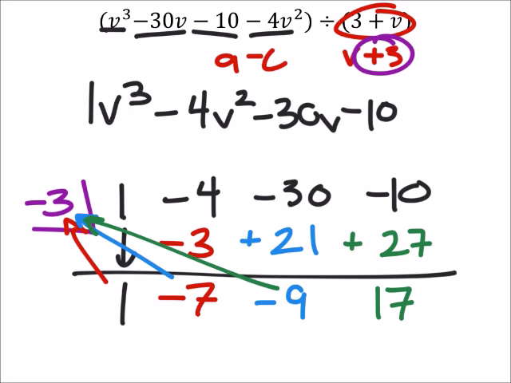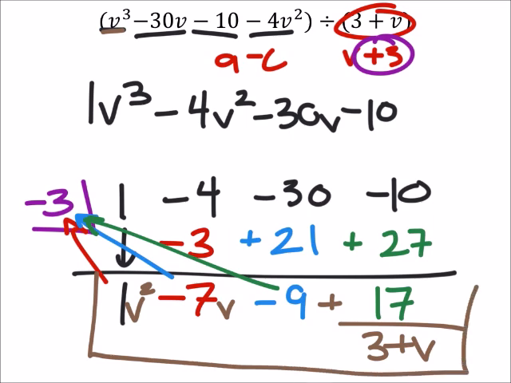But let's look at our coefficients. The 1 will be a coefficient of v squared, because I'm just going to take these each down a degree. So I'd have v squared, then v to the power of 0 is just 1. And then we're going to add that 17 over 3 plus v, which is our original divisor there. So that's our final simplified expression.